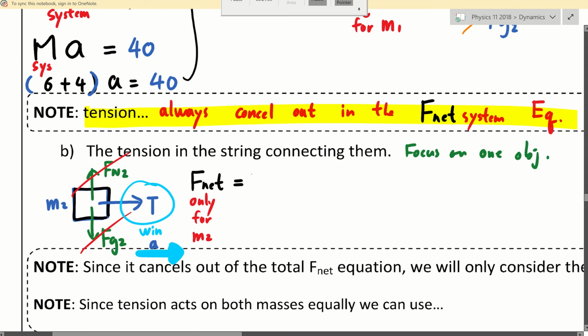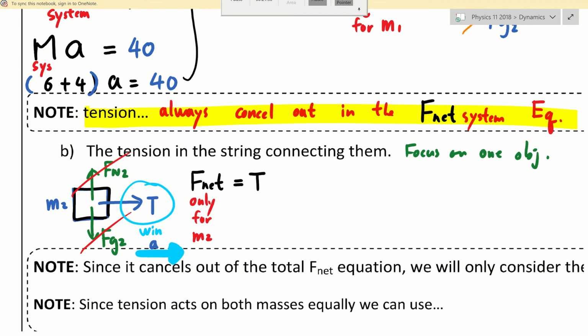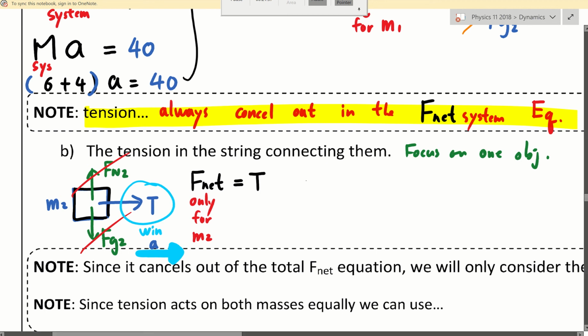Net force should be the winning force minus the losing force. But I look at the other side of this picture. Since there's no friction, there is no losing force on the other side. So that's it. The tension, the F net for the box 2 alone or car 2 alone is just tension. But remember what F net equals to. F net always equals Newton's second law, ma. So now I can write ma equal to tension.